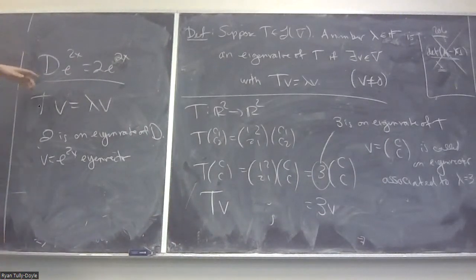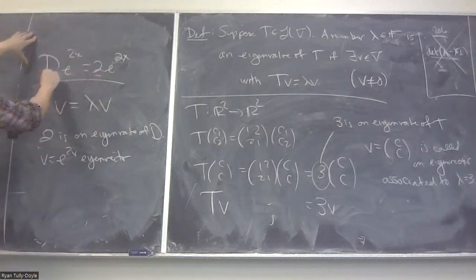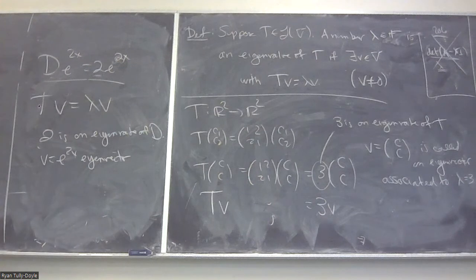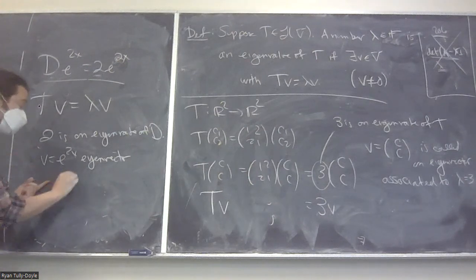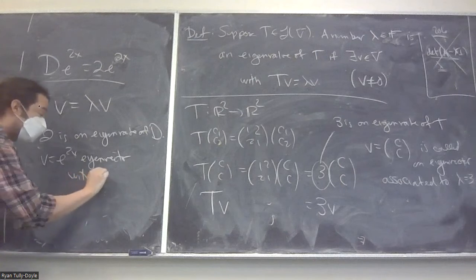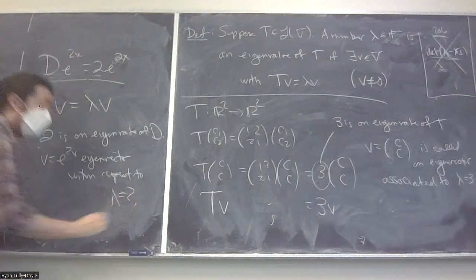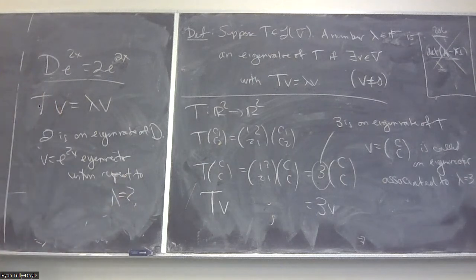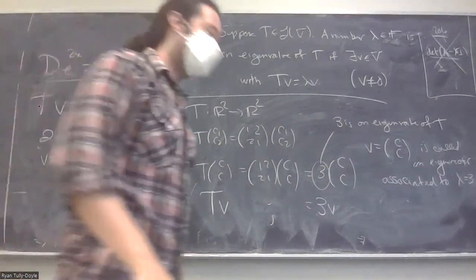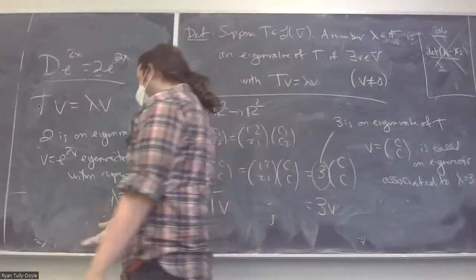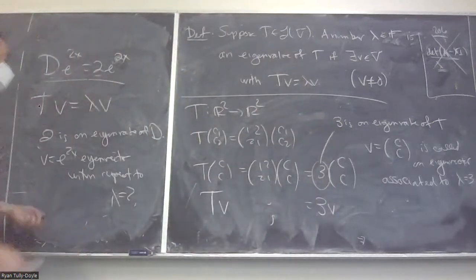Well, I would say, with respect to, well, no, 2 is just an eigenvalue. I don't have to say with respect to anything. 2 is an eigenvalue of d. e to the 2x is an eigenvector with respect to lambda equal to 2. Eigenvectors come attached to eigenvalues, but eigenvalues exist independently. That's a good question. So we're just getting our toes wet here, but yes, it's not that they're unique.